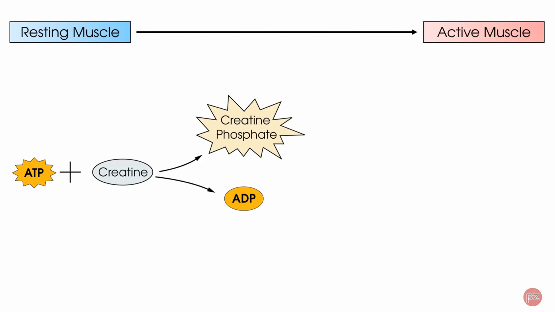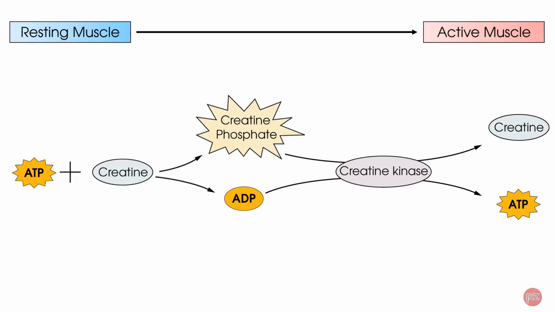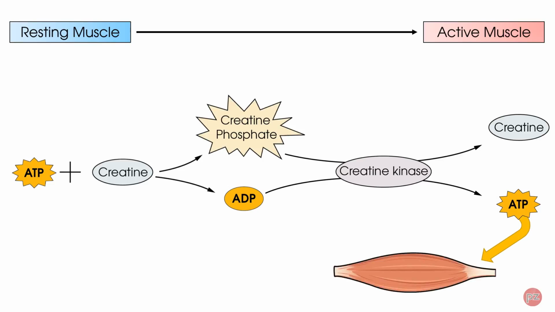So when a muscle starts to contract and requires that energy, creatine phosphate transfers its phosphate group back to ADP in a reaction which is catalyzed by the enzyme creatine kinase to form creatine and adenosine triphosphate, or ATP. So the ATP can then be used to create muscle contraction.